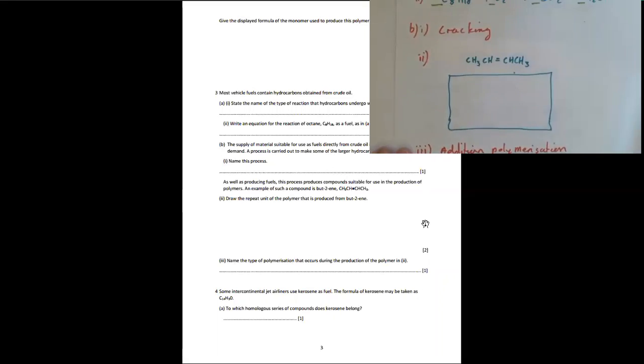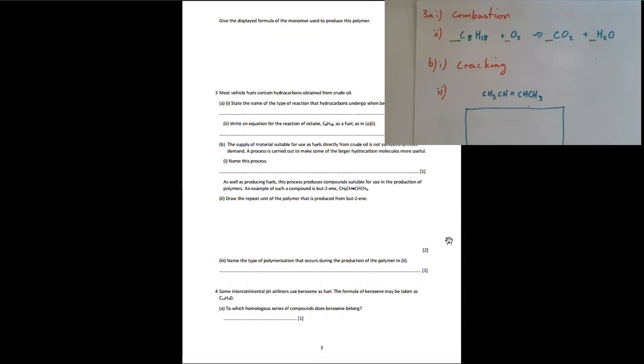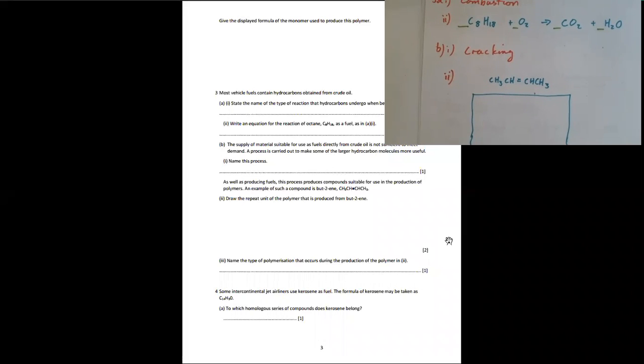Question number 3. State the name of type of reaction that a hydrocarbon undergoes when being used as fuels, while it's combustion. And now they ask, write an equation for the reaction of C8H18 as a fuel.